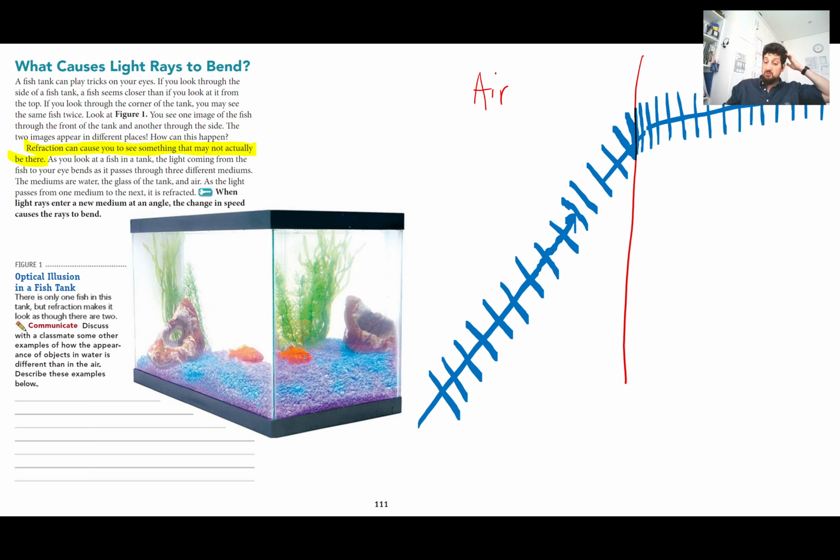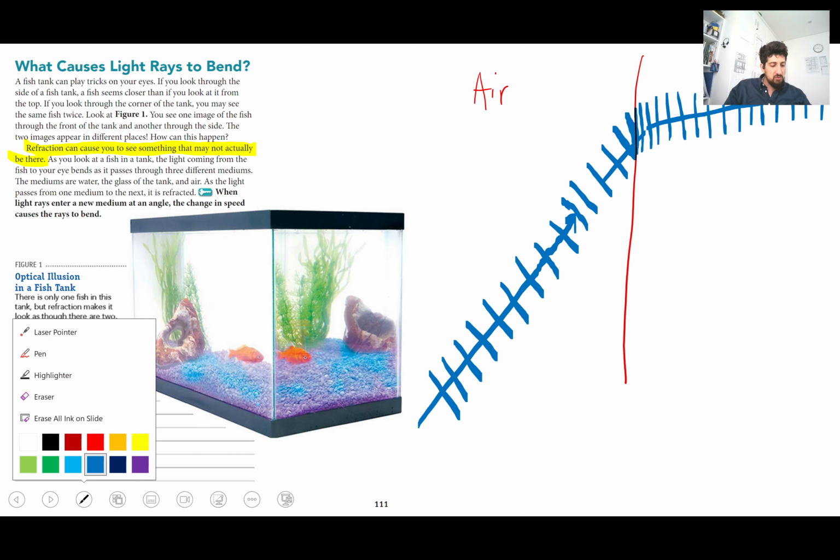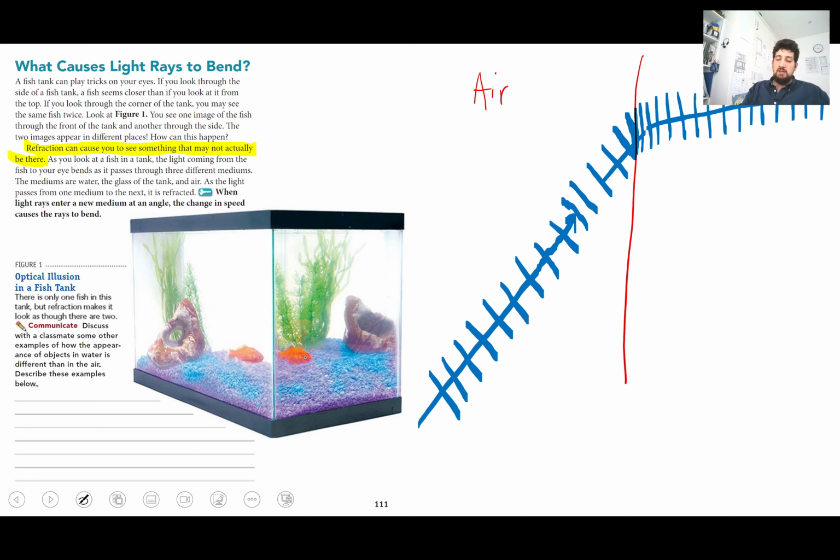Of course, it happens also the other way around. So it goes from water to air, then it bends the other way. It depends on which way it's going. If it's going from air to water, it's going from fast to slow. It's going to bend inwards towards the normal, what we call the normal. Now, what is the normal? The normal is this perpendicular line that runs across the surface. So it's at 90 degrees to the surface.